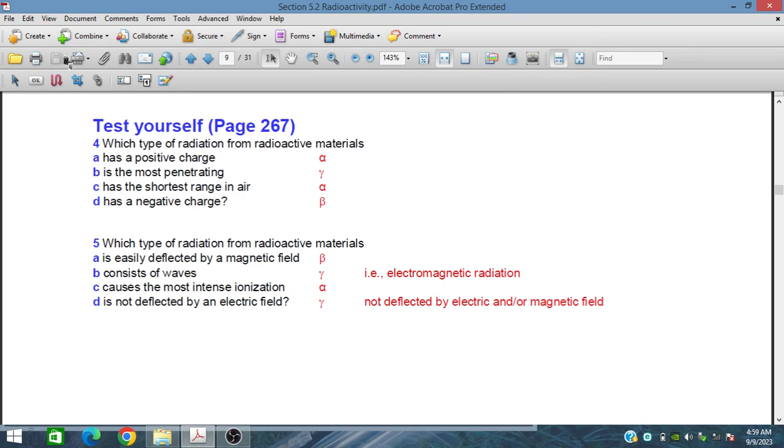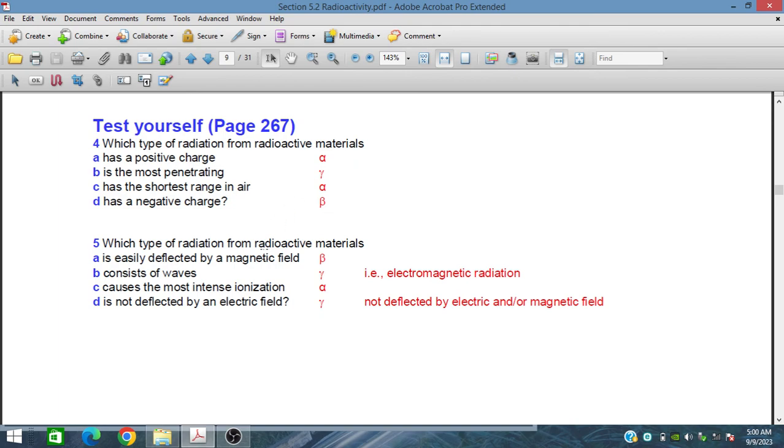Which type of radiation from radioactive materials has a positive charge? Alpha has a positive charge. Gamma's range is very large, while alpha has the shortest range in air and cannot penetrate to a larger extent. Beta has a negative charge. So these are simple answers.